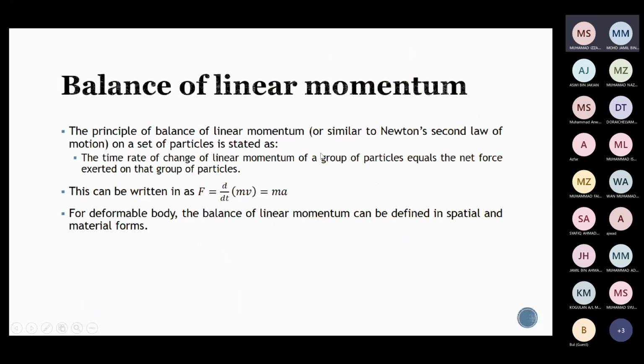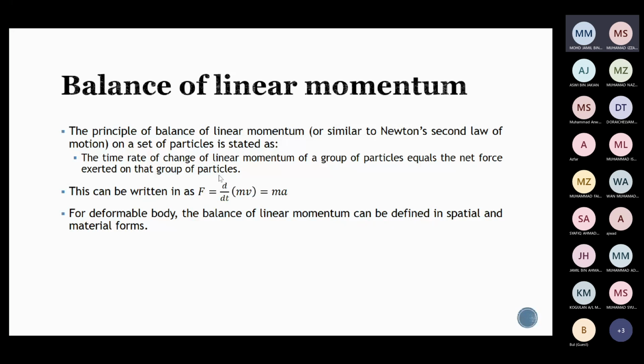All right, so we move on to the second conservation law. So it's the balance of linear momentum. So the principle of balance of linear momentum, which is similar to Newton's second law of motion for a set of particles, is stated as the time rate of change of linear momentum of a group of particles equals the net force exerted on that group of particles. So if you have force applied on a group of particles, then the rate of change of linear momentum of all of those particles will be equal to that force.